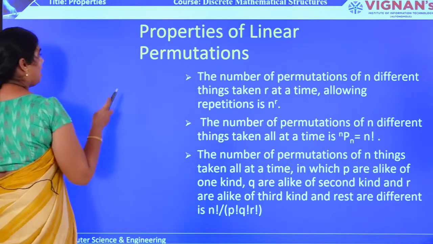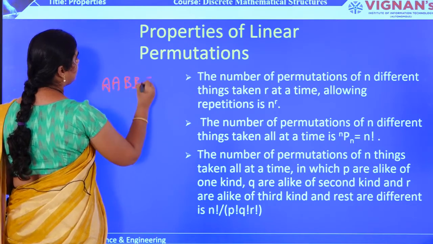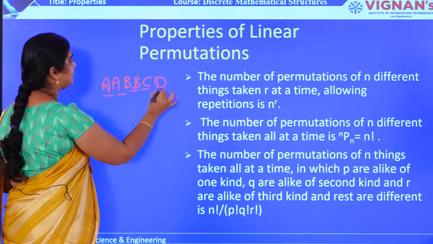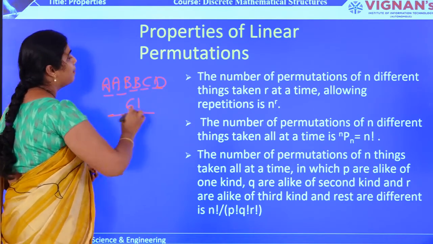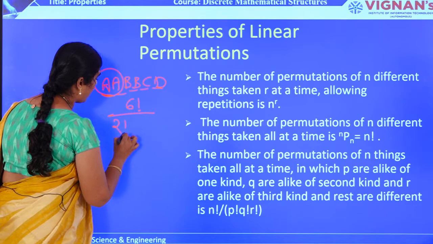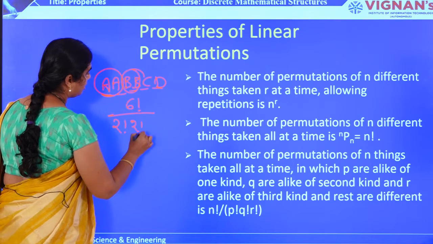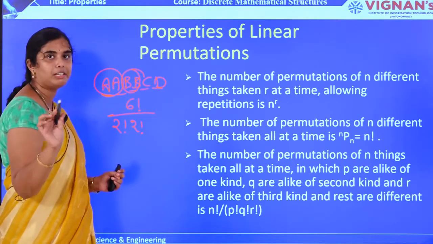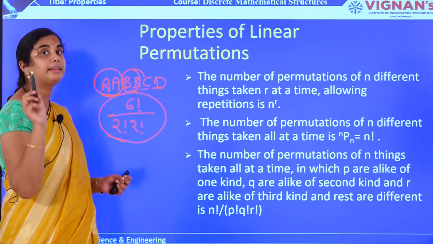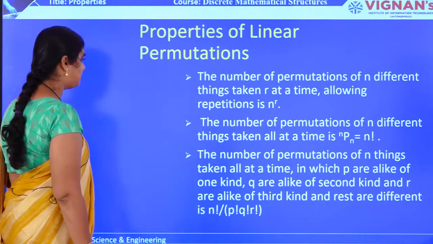See here, I am giving you 6 letters: A, A, B, B, C and D. I am asking you to arrange these. Then what you will do first: there are 6 letters, so they can be arranged in 6 factorial ways. But as repetition is there, A is repeated 2 times, so it will be 2 factorial. Again B is repeated 2 times, so it will be 2 factorial. And C and D are not repeated, right? So this is the number of arrangements that can be made if there are repetitions in the given series. These are very important properties, right.